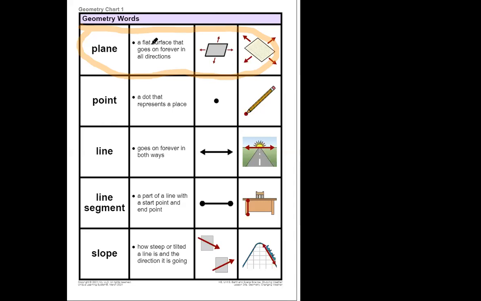So again, a plane is a flat surface that goes on forever in all directions. So right, left, up, down, all the things.